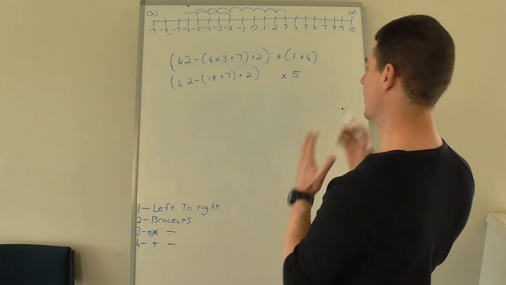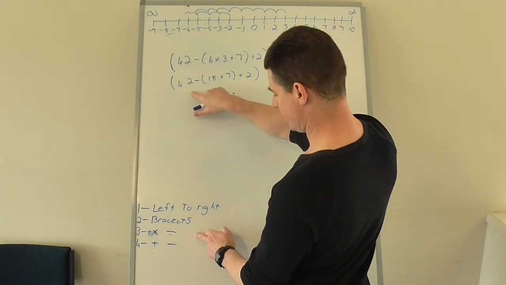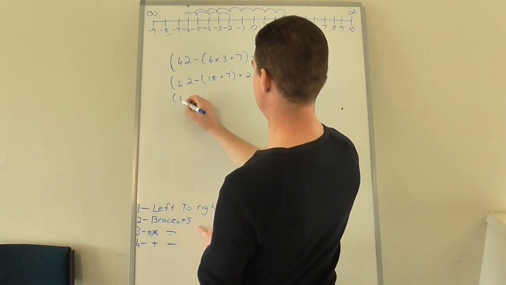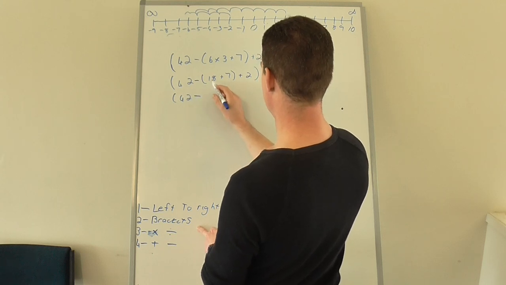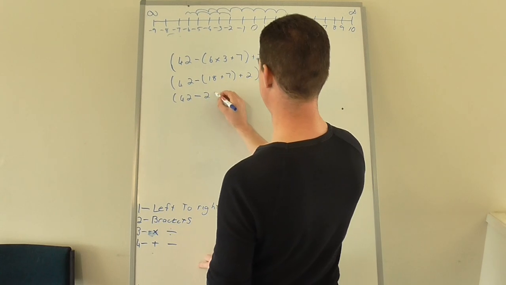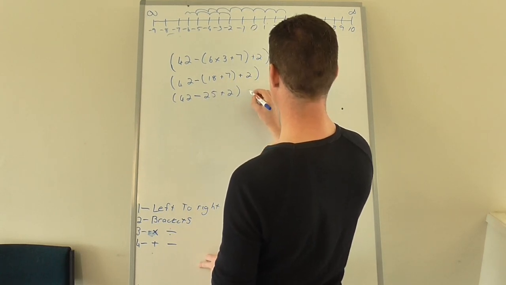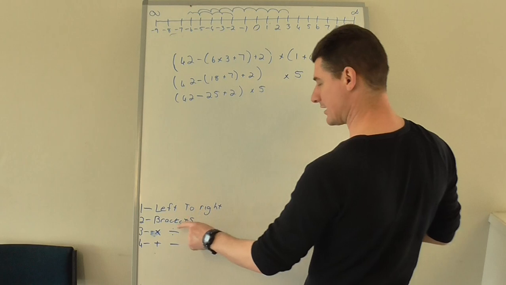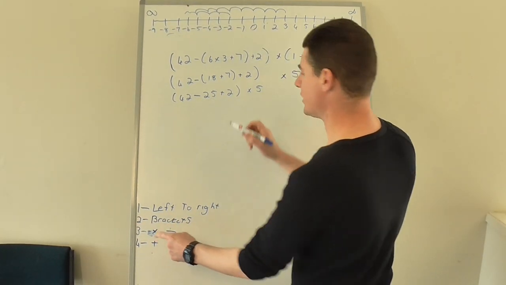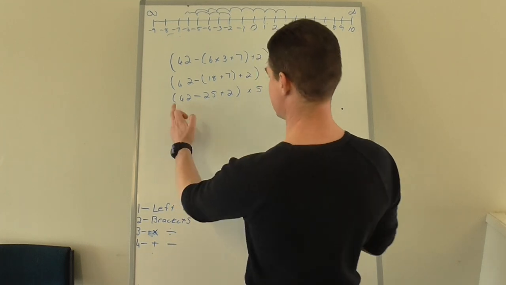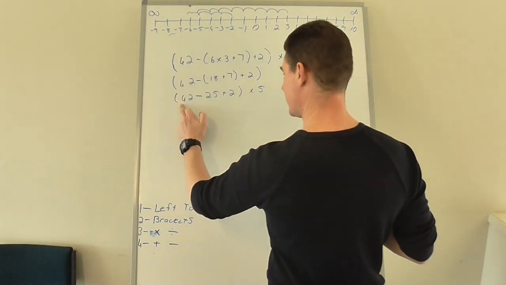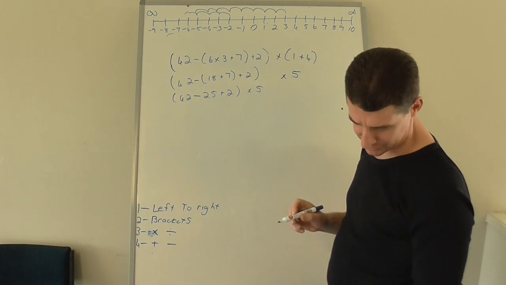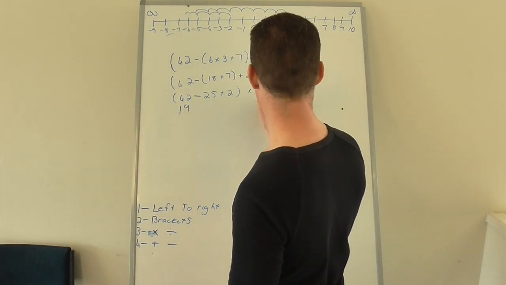So are we done yet? No. So we start again. 42, left to right. Now we start with brackets. Okay, so it's 42 minus... now 18 plus 7 is 25, plus 2, times 5. Remember, you do your brackets first. So we're not done with the bracket yet. Is there multiplication and division? No. Is there adding and subtracting? Yes. So you work left to right. So it's 42 minus 25 plus 2. 42 minus 25 plus 2 is 19, and then times 5.